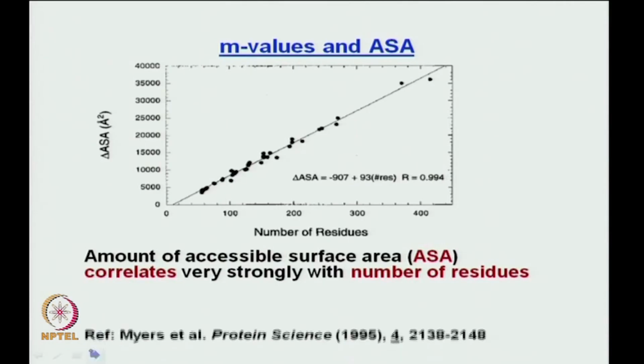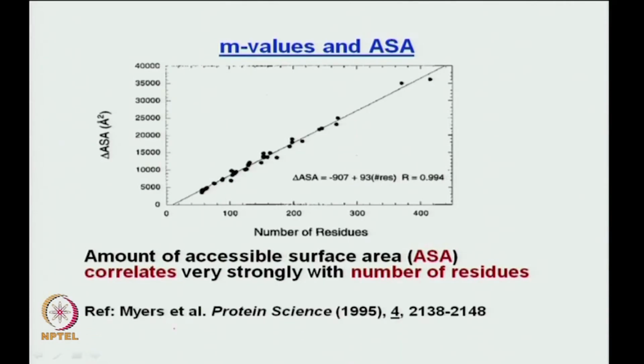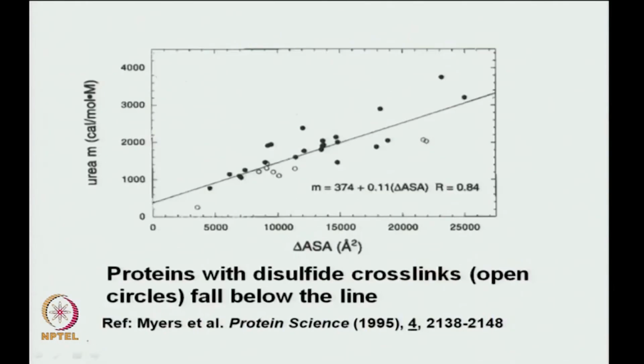So, what they did was, so this is the reference I have taken the figure from. It is a very good paper. I think all of you should read it. Now, you are plotting m against accessible surface area. What was m? Remember that the slope, and in this case it is for urea.